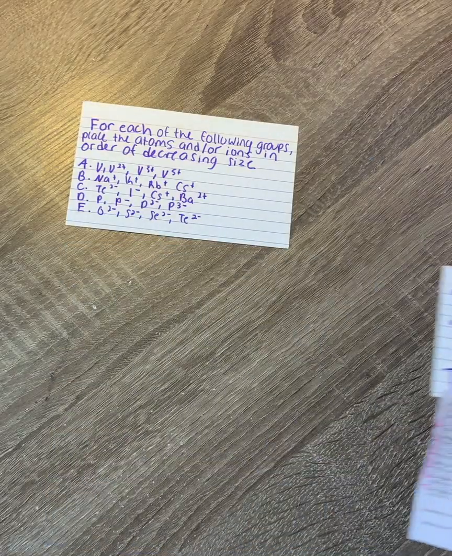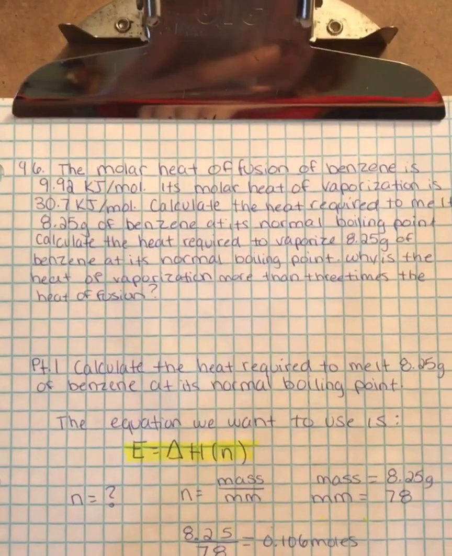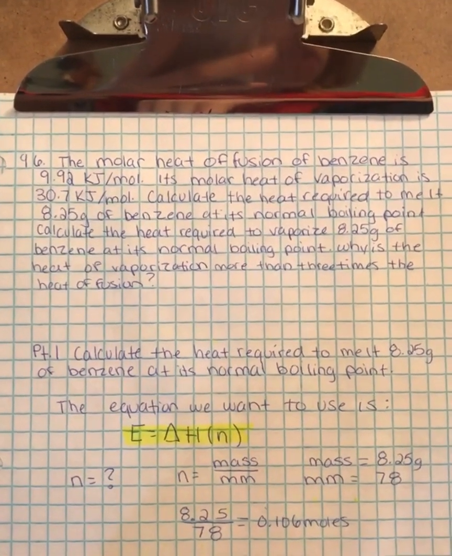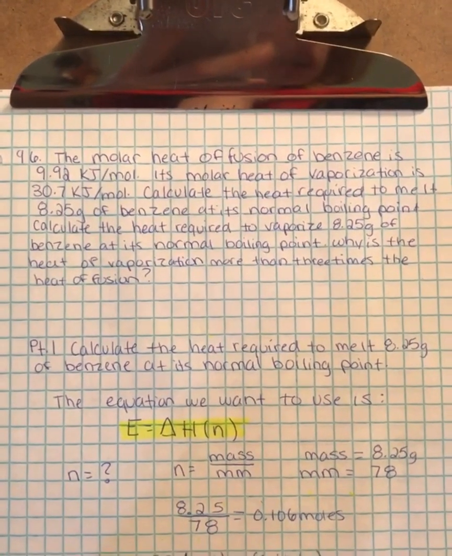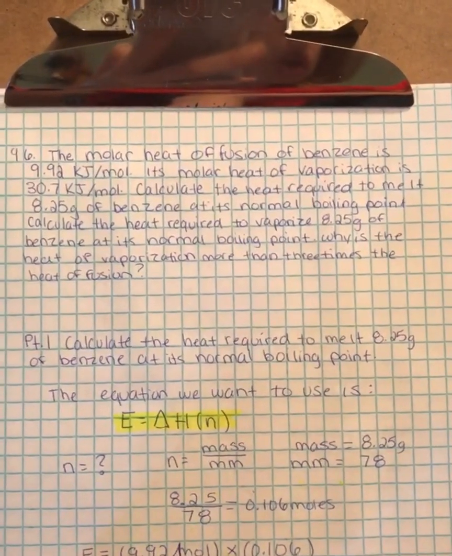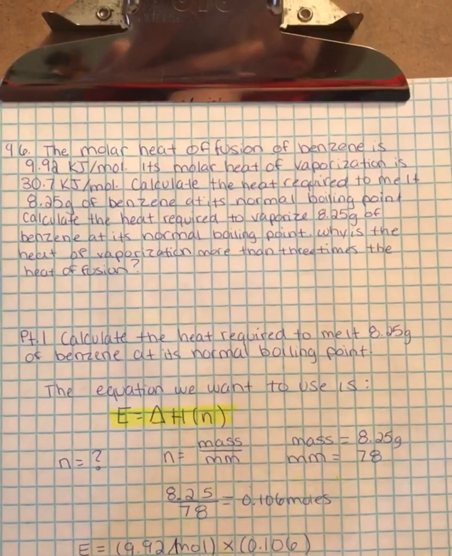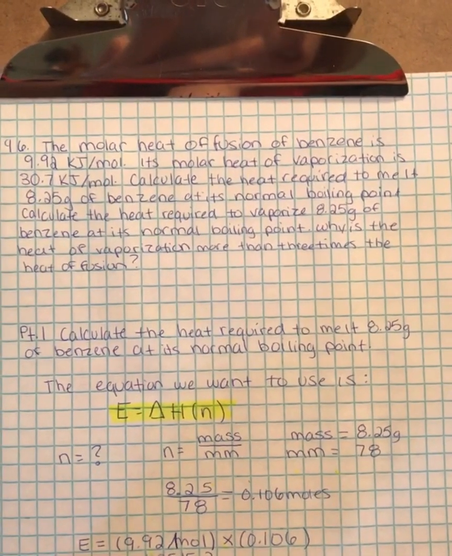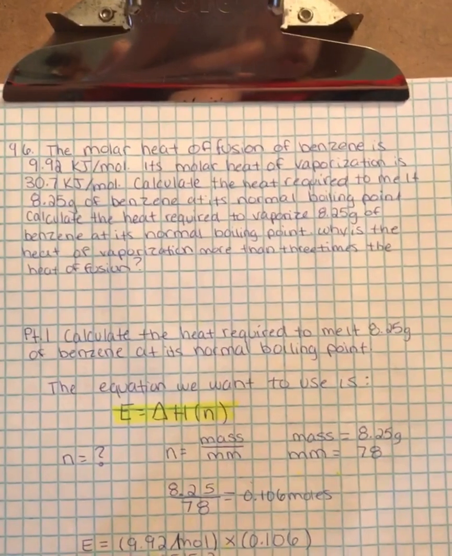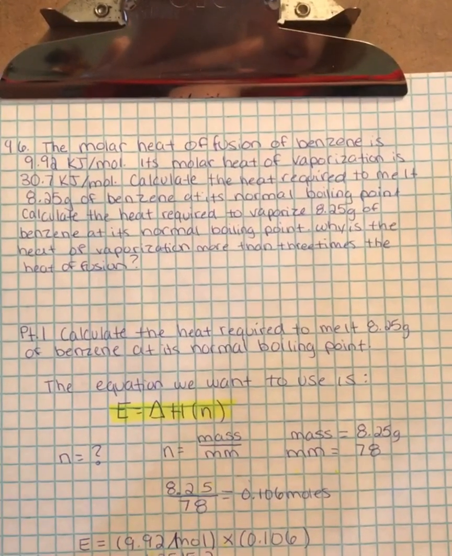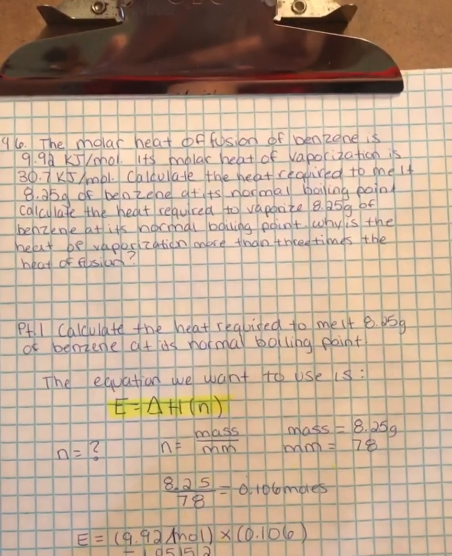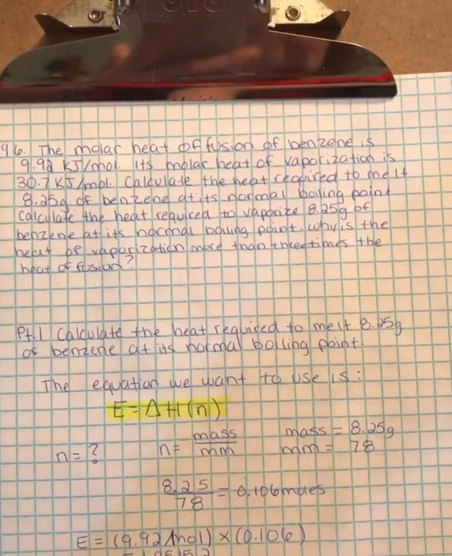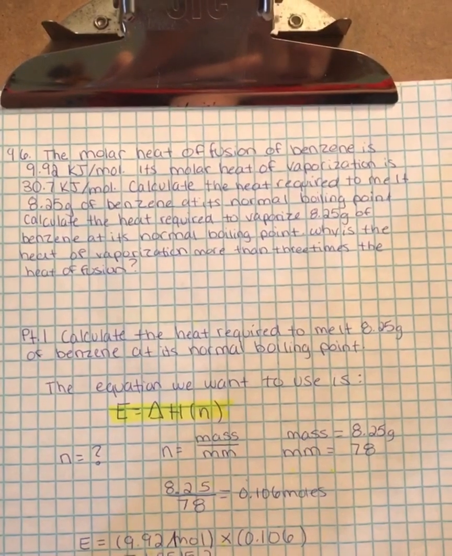So our second problem is number 96. The problem says the molar heat of fusion of benzene is 9.92 kilojoules per mole. Its molar heat of vaporization is 30.7 kilojoules per mole. Calculate the heat required to melt 8.25 grams of benzene at its normal boiling point. Calculate the heat required to vaporize 8.25 grams of benzene at its normal boiling point. Why is the heat of vaporization more than 3 times that of fusion?